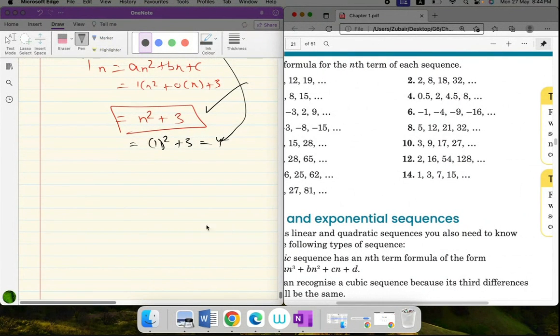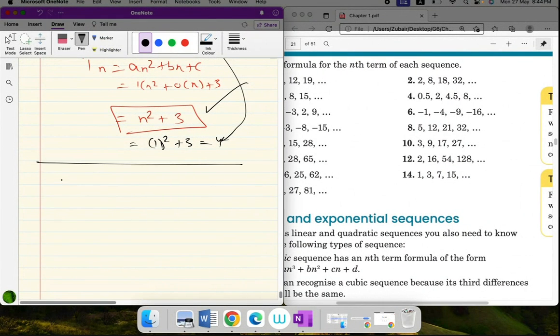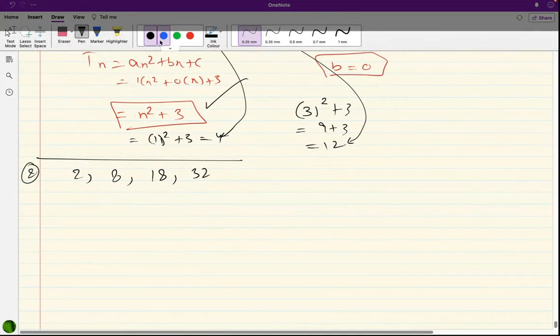Second. Question number 2 says 2, 8, 18, 32. 2 and 8, the difference is 6. 8 and 18, 10. 18 and 32 is 14. First difference done. Second difference is 4. Now I'll be a little quick.